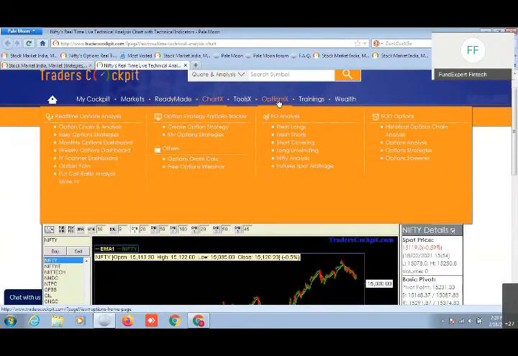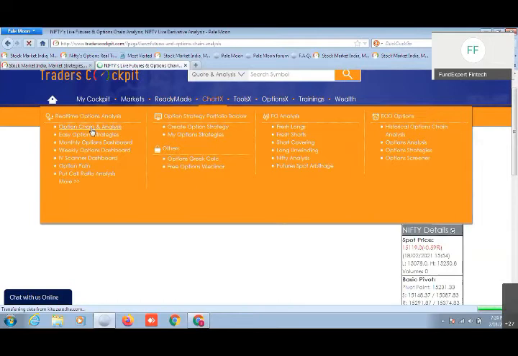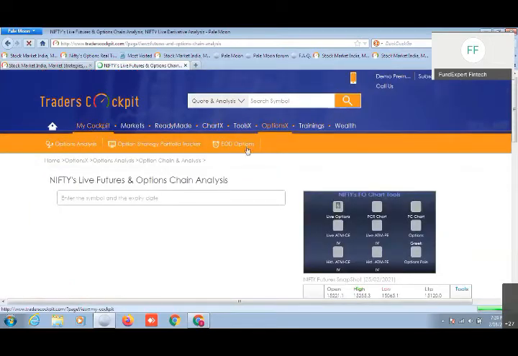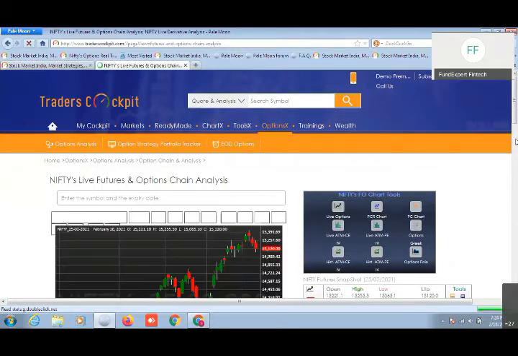When you come to the options segment page here, you'll find something called option chain analysis. Option chain analysis is a page which comprehensively helps you to analyze the options.